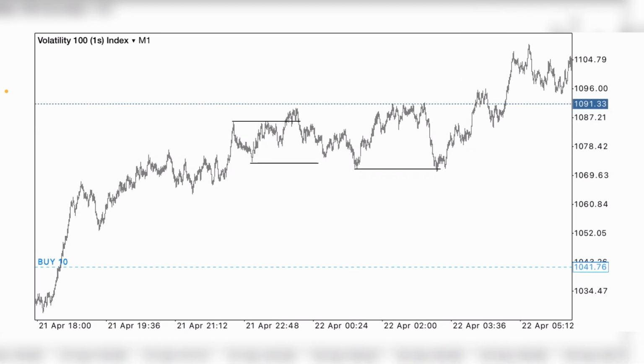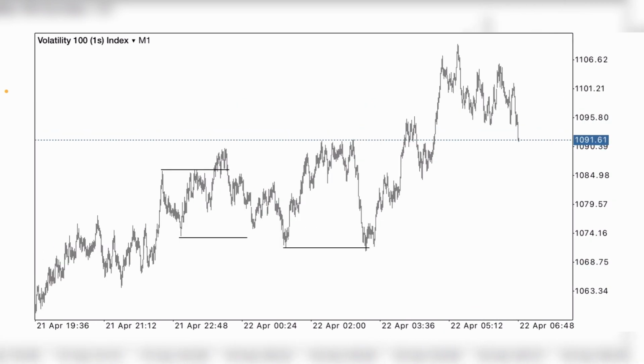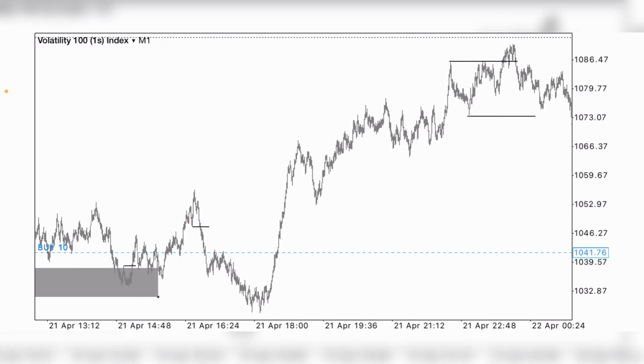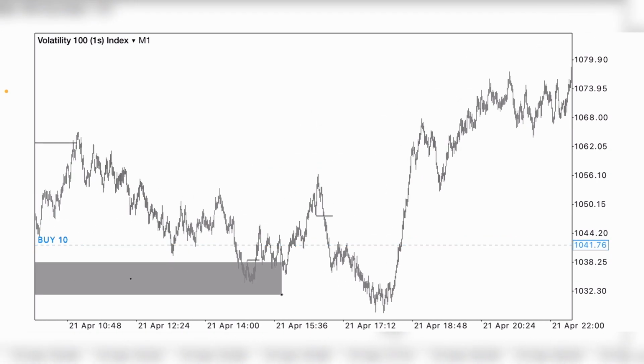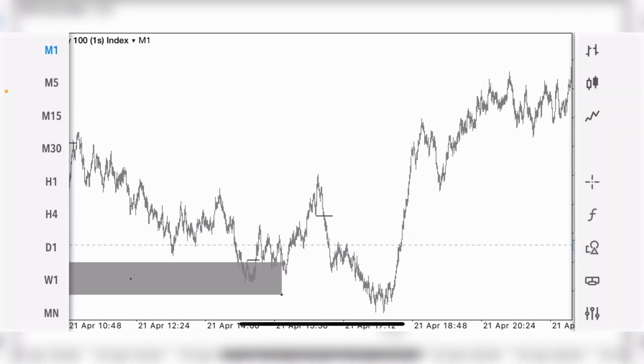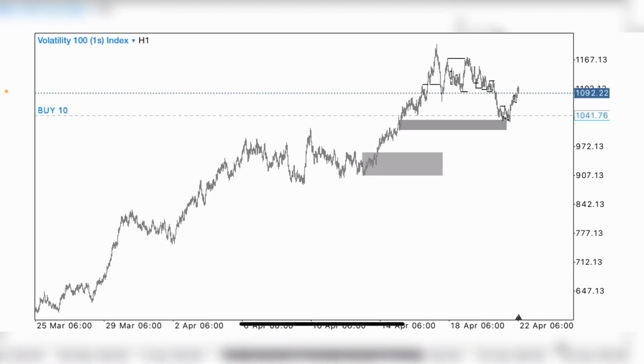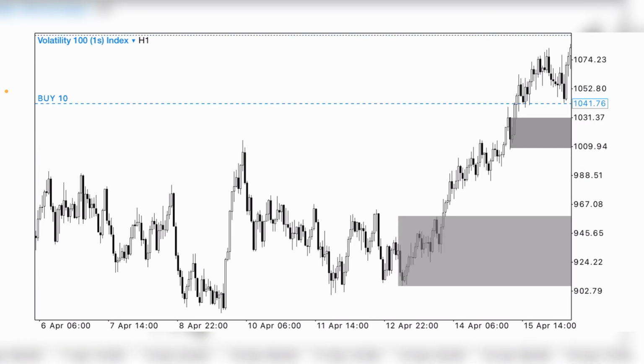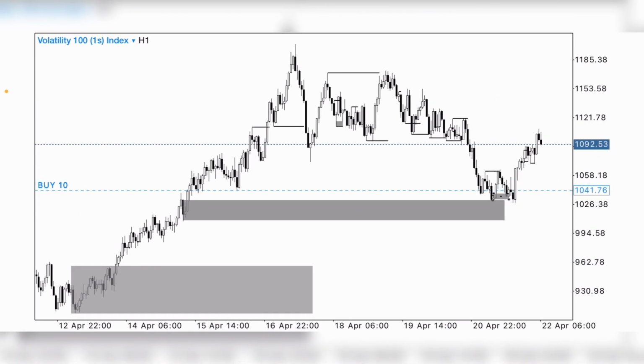So yes, I'm going to be making this video based on a case study of the current trade I am on. Based on the trade I am on right now, that is what I'm going to be explaining. I'll be using the 1 hour time frame. This is Volatility 101 (1s) on the 1 hour time frame.